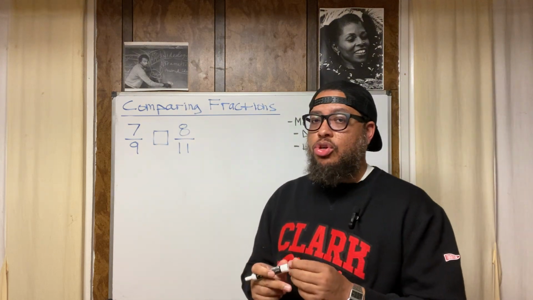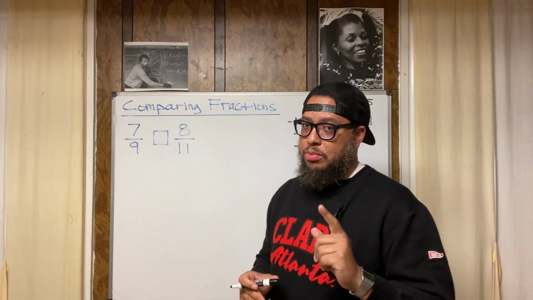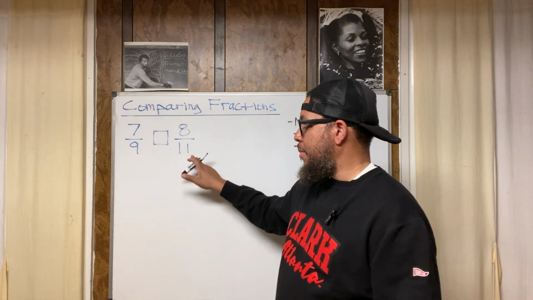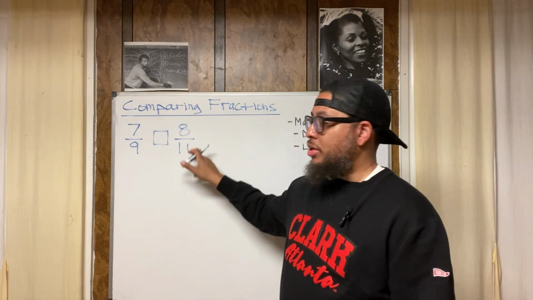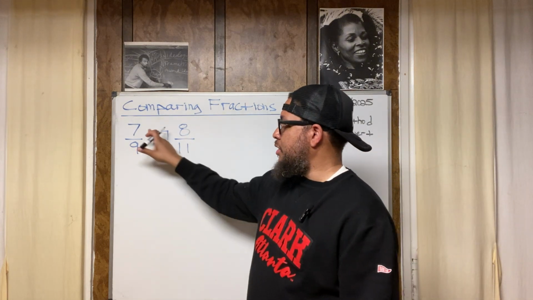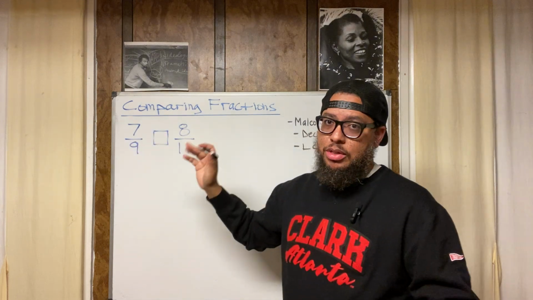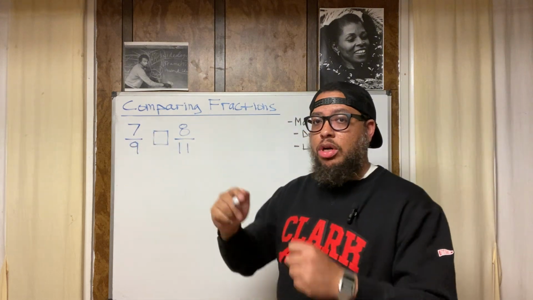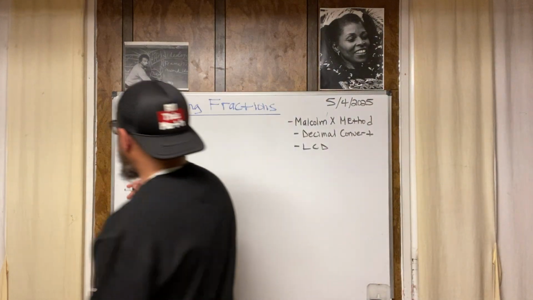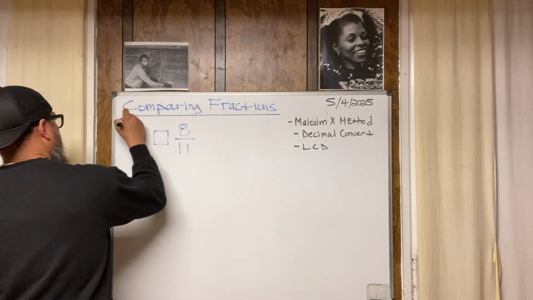When you get that product, you write it above the numerator that you just multiplied. The numerator, not the denominator. Denominator is the bottom number. Numerator is the top number. We did 11 times 7 or 7 times 11, however way you did it. But 7 is the numerator. So you're going to write 77 above the 7. All right. Boom, do that.